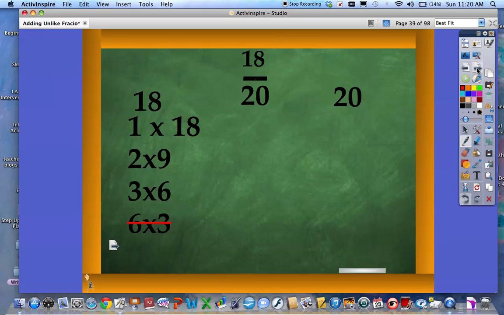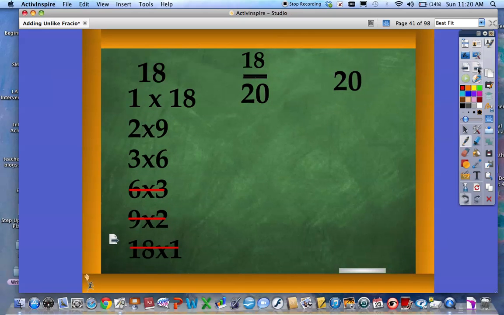6 times 3 is 18. I cross it out because remember, it's a repeat. And when I cross it out, it kind of disappears. But I want to do all my numbers just to make sure I don't miss any of them. So 9 times 2, again, is crossed out. 18 times 1 is a repeat, so we cross that one out.